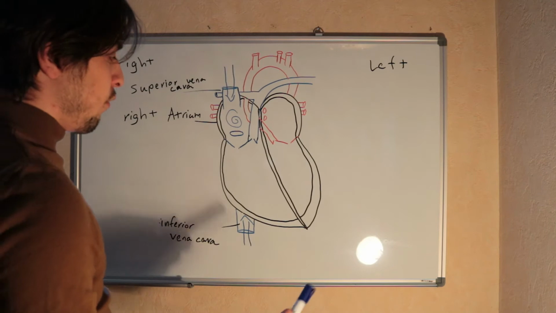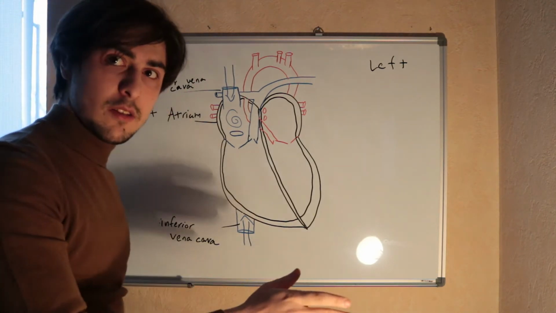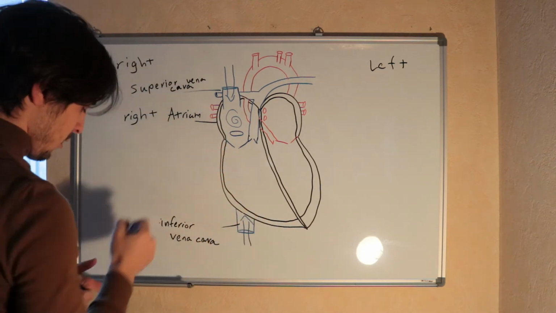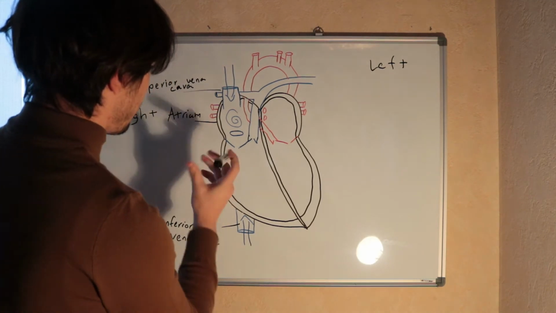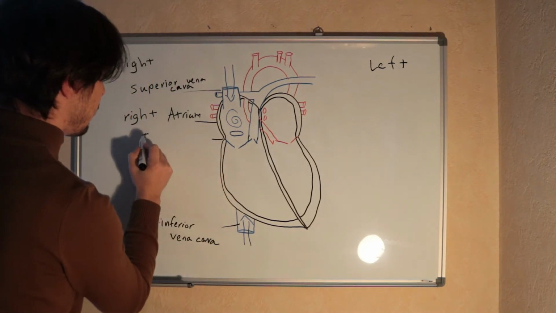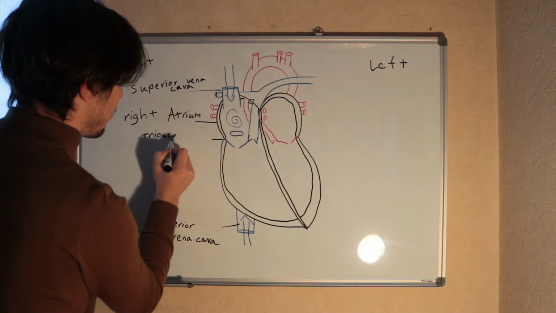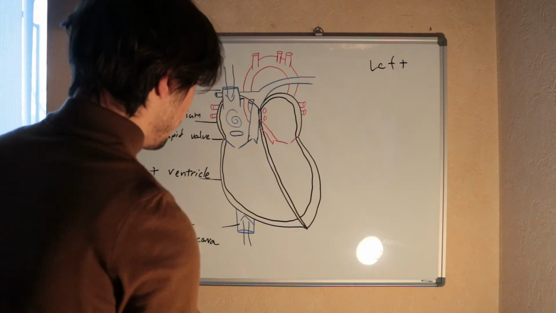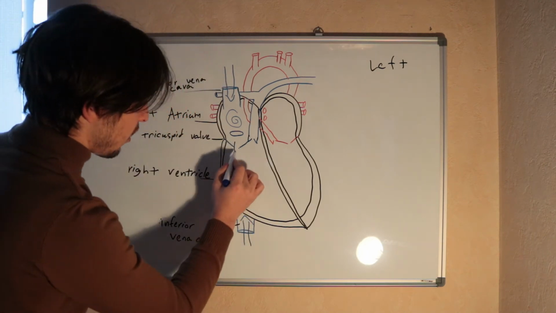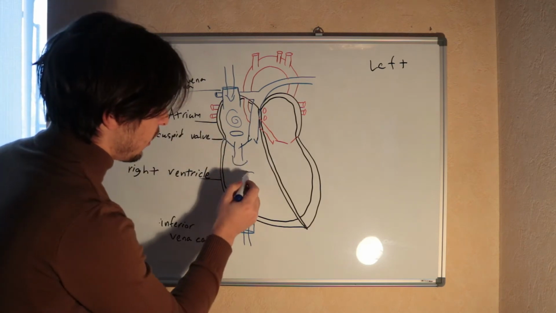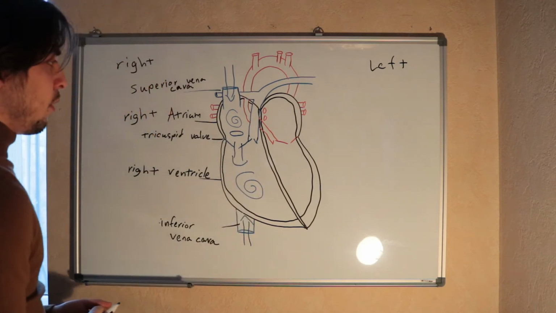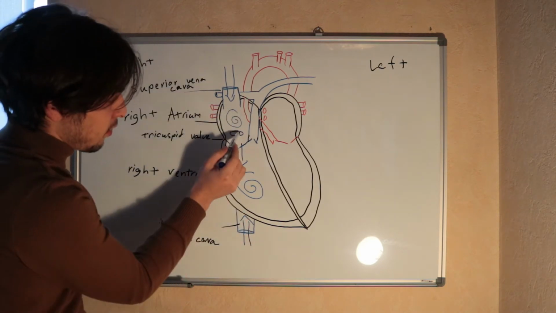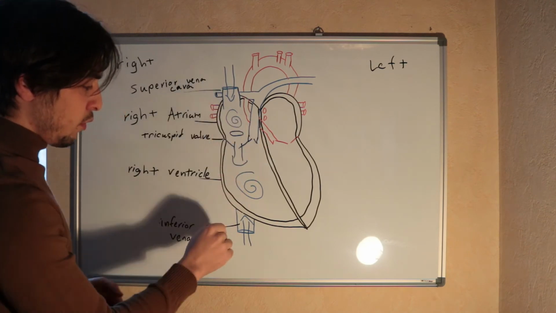Now the function of the valve is to give the blood a one-way ticket, to not go back to the same chamber. So this is the tricuspid valve. So the blood moves to the right ventricle and ends up here. So the blood that comes from the lower part ends up here in this hole. This hole is related to the inferior vena cava.